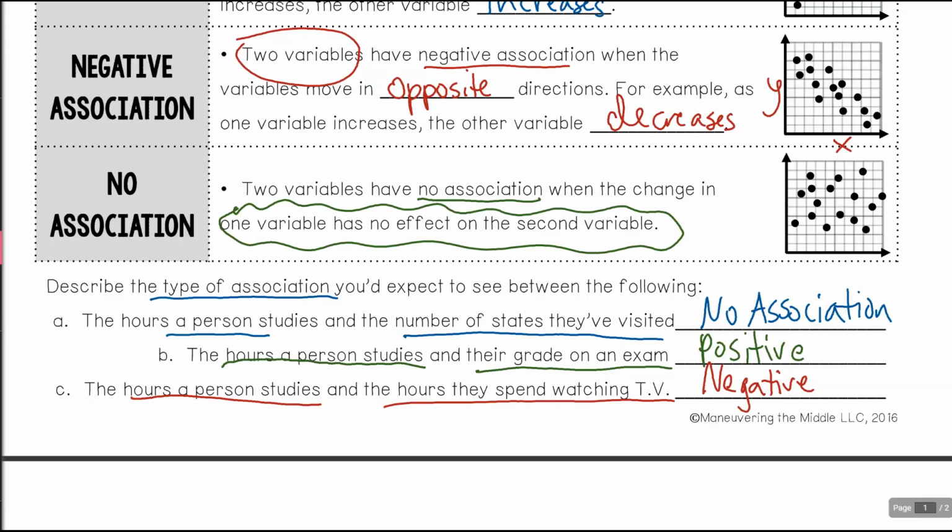Or if I spend less time studying, chances are I might be spending more time watching TV. So again, they're going in opposite directions. When it's opposite directions, it's negative. When they're going in the same direction, whether it's both increasing or both decreasing, that's a positive association. So again, just another way of looking at descriptions and answering that.